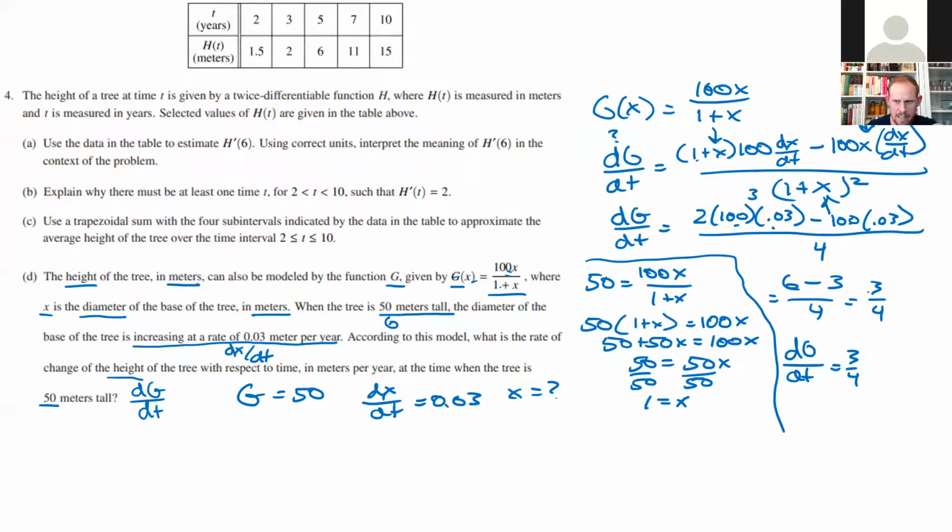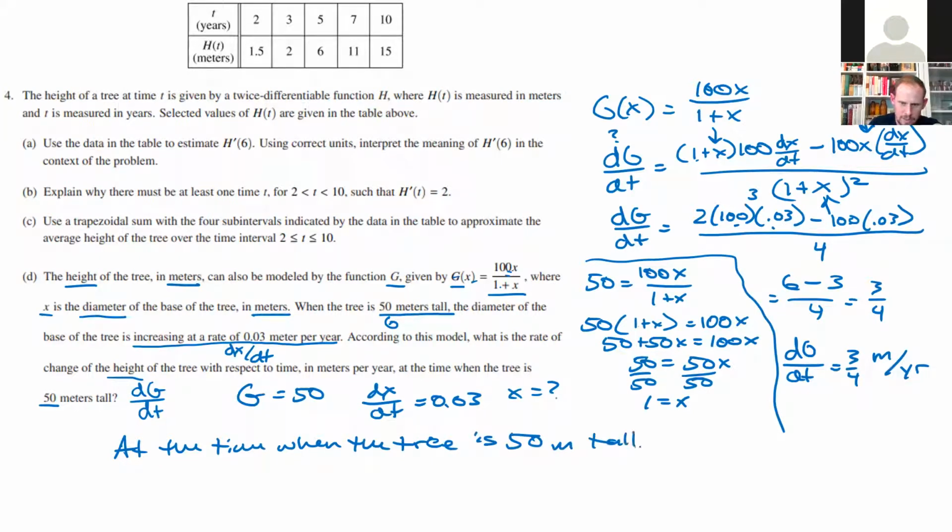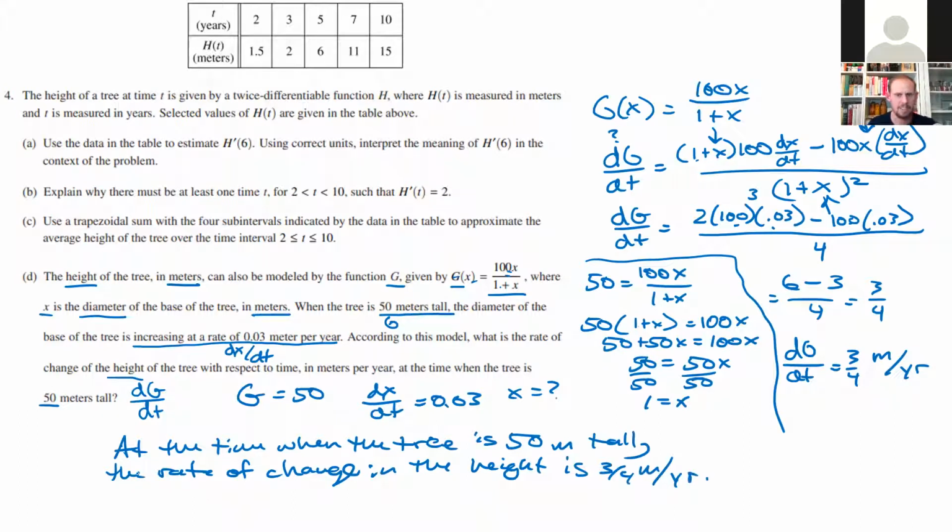And g stood for the height. So this is meters, height in meters. And our time was year. So let's see, did they want us to explain it or just find it? According to this model, what is the rate of change of the height of the tree with respect to time? Okay, in meters per year at the time when the tree is 50 meters tall. So if we want to make sure we get the point here, we can say at the time when the tree is 50 meters tall, the rate of change in the height is 3/4 a meter per year. Like, you can say that if you want. I don't think you need to. I think if you wrote that, that is probably plenty.